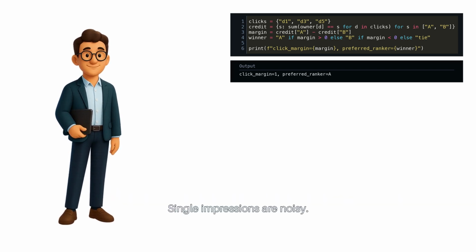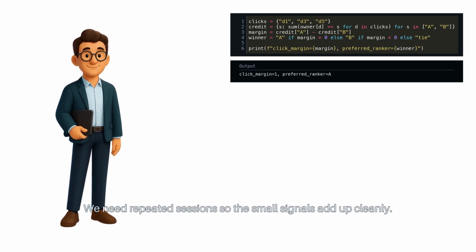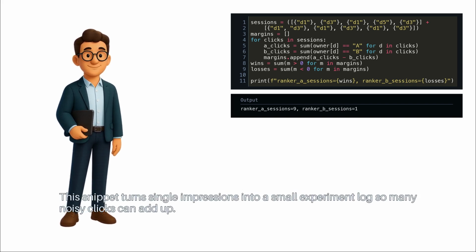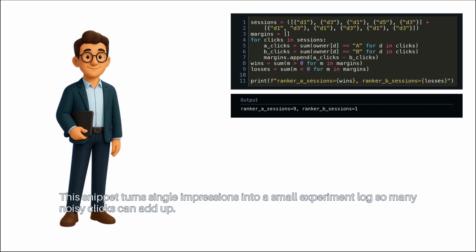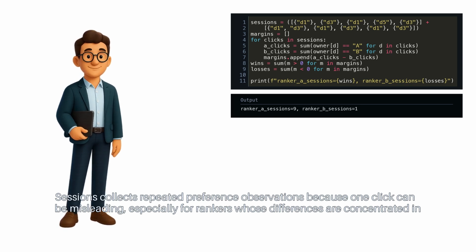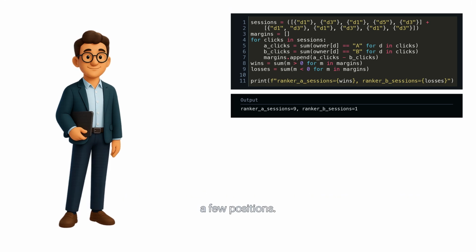Single impressions are noisy. We need repeated sessions so the small signals add up cleanly. This snippet turns single impressions into a small experiment log so many noisy clicks can add up. Sessions collects repeated preference observations because one click can be misleading, especially for rankers whose differences are concentrated in a few positions.